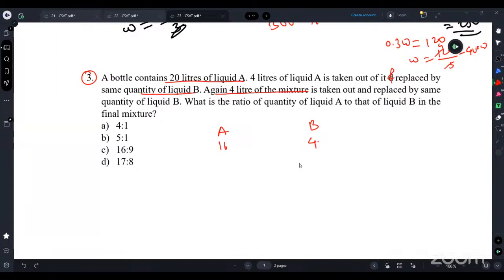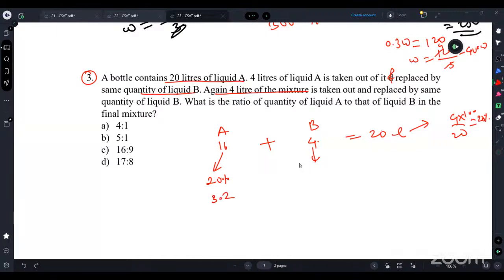Again, 4 liters of this mixture is taken out. Now you have 20 liters of this mixture. You are taking 4 liters out. So what is 4 liters out of 20? It is 20%, right? So 20% you are taking out. It means 20% will be out of liquid A and 20% will be out of liquid B. So how much will be 20% of this 16? It will be 3.2 liters, right?